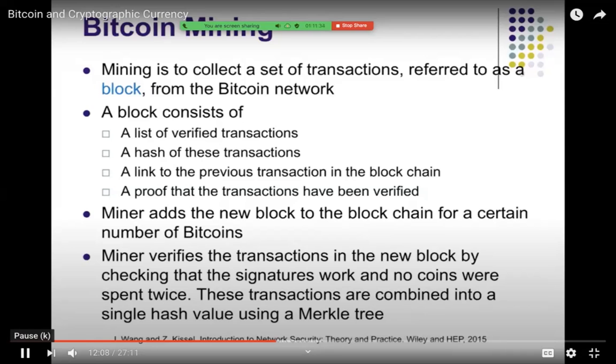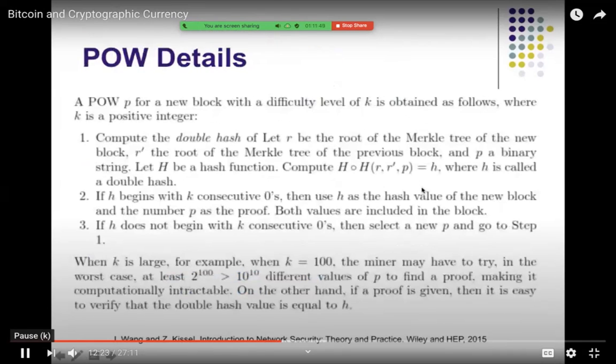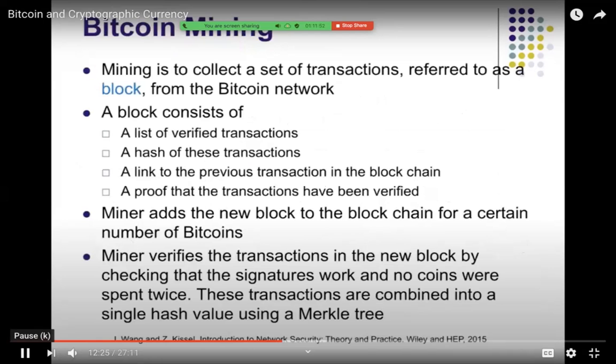I don't want to say money until people put real value to it. So it's just Bitcoins in a digital form. So that's what mining means.